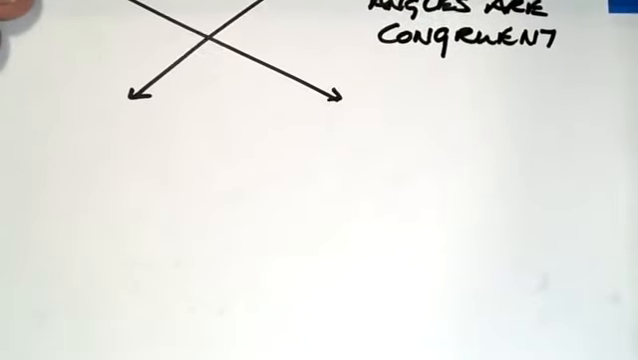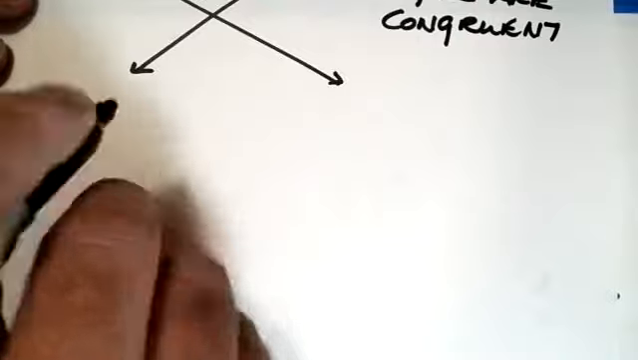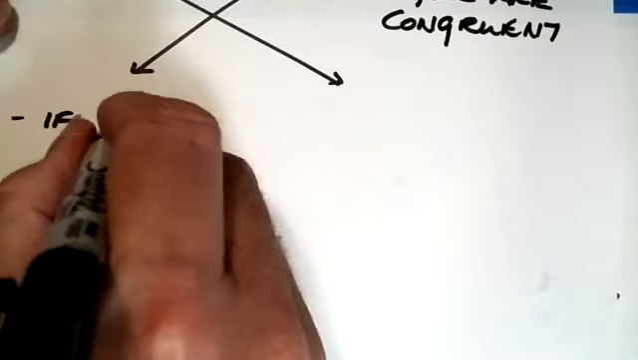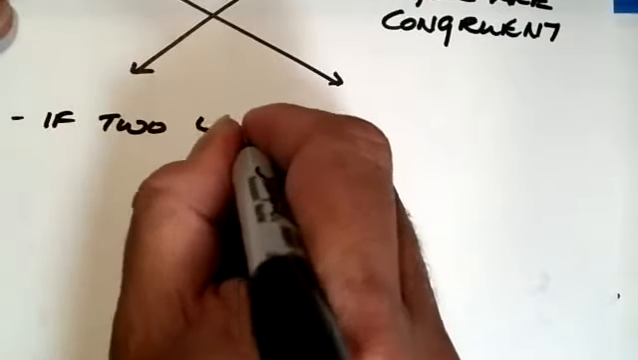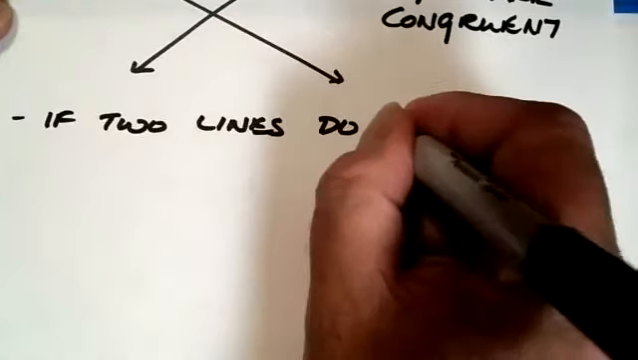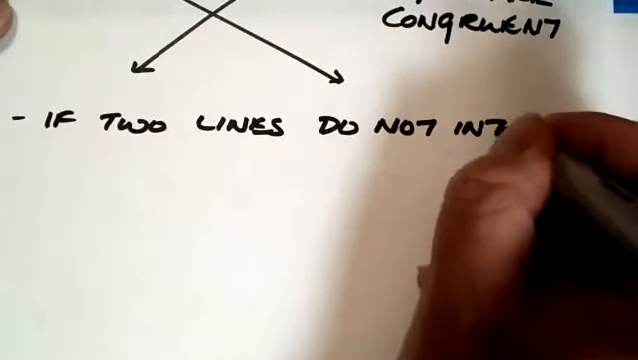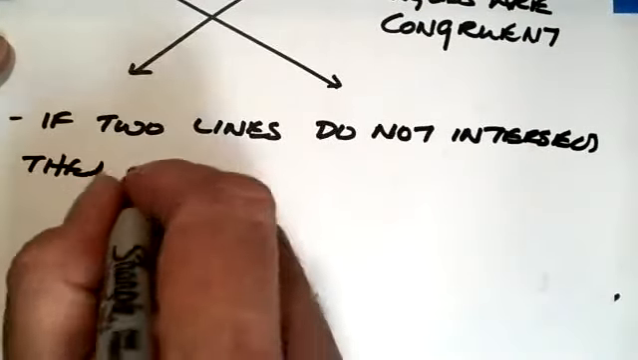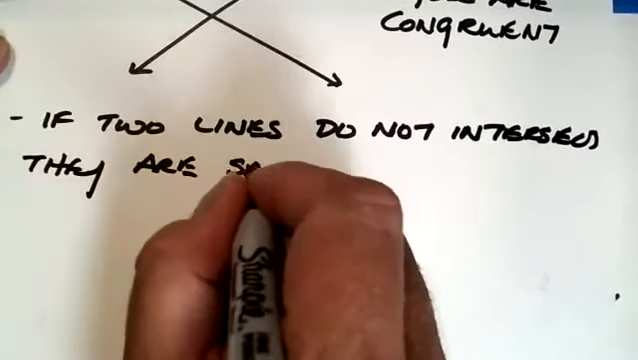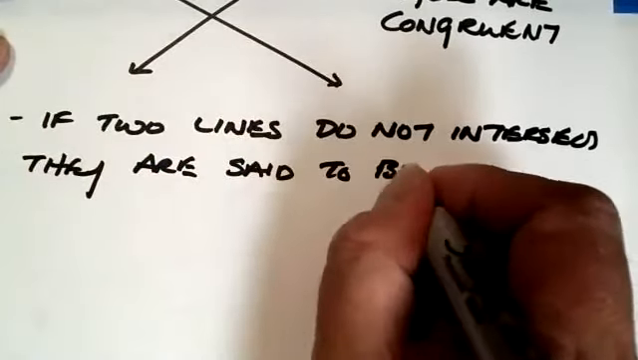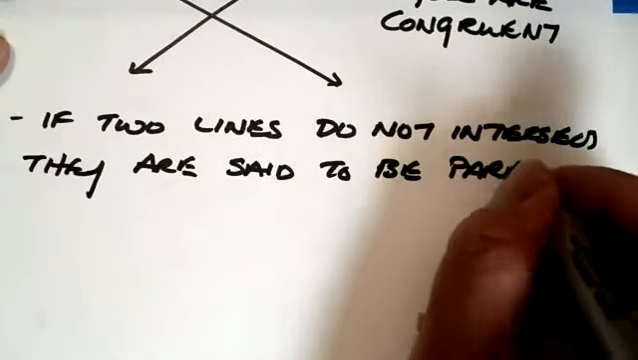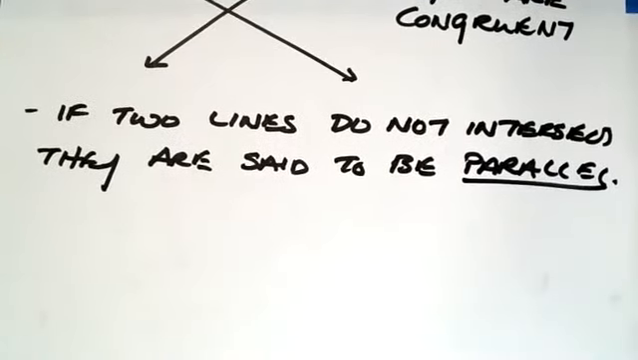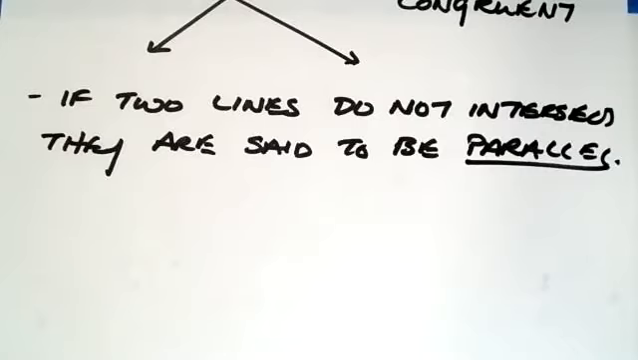Here's something. I'm going to define what's parallel. If two lines do not intersect, they are said to be parallel. Parallel is kind of a big topic in geometry because it's equivalent to a lot of other things.